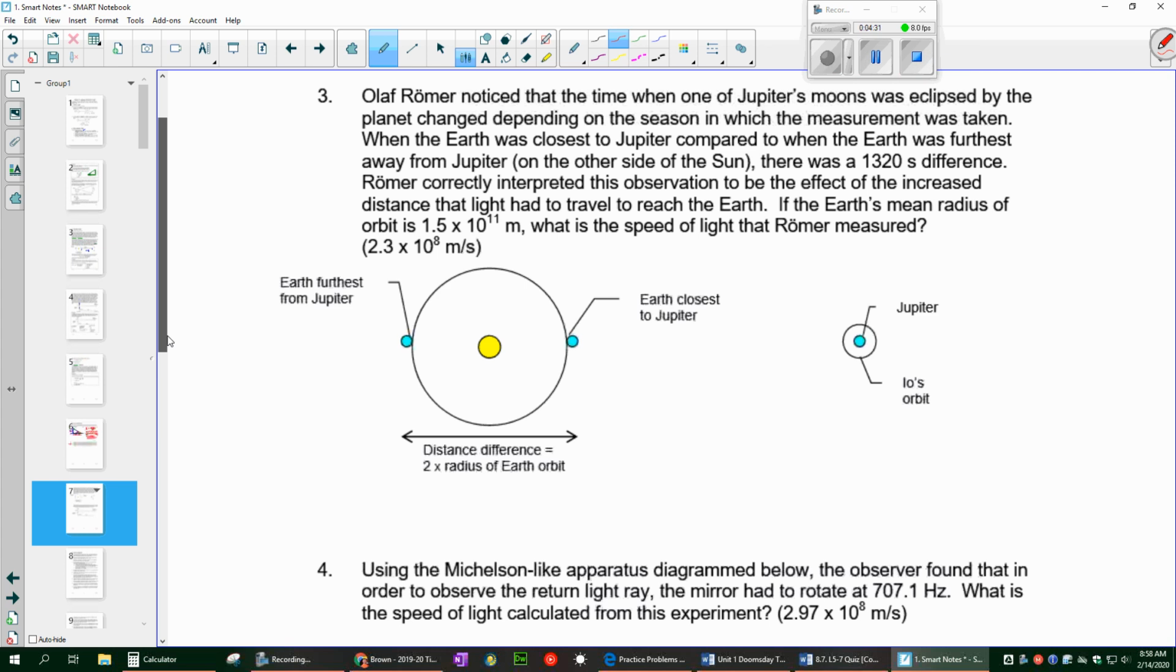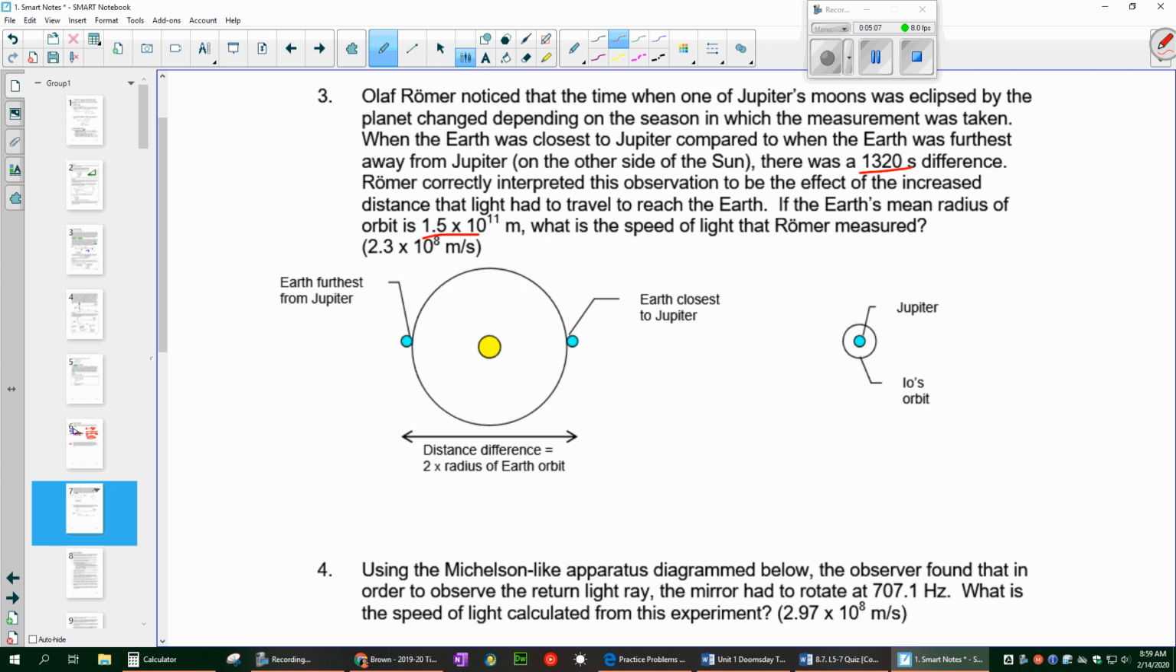Okay, so Olaf Romer noticed that the time when one of Jupiter's moons was eclipsed by the planet changed depending on the season in which the measurement was taken. When the Earth was closest to Jupiter, compared to when the Earth was furthest away from Jupiter, so on the other side of the Sun, there was a 1,320-second difference. Romer correctly interpreted this observation to be the effect of the increased distance that light had to travel to reach the Earth. If the Earth's mean radius of orbit is that, what is the speed of light that Romer measured?